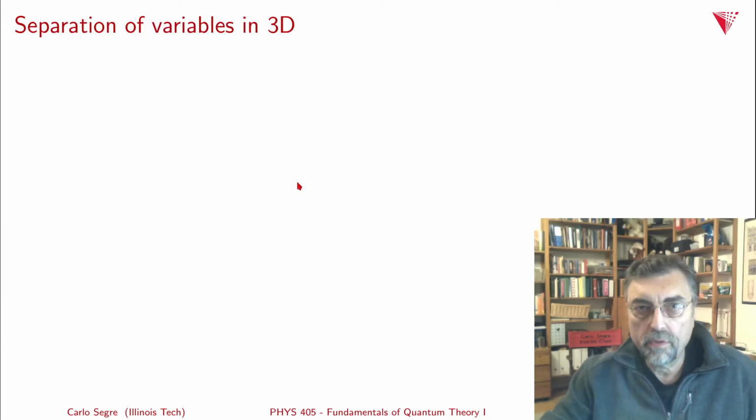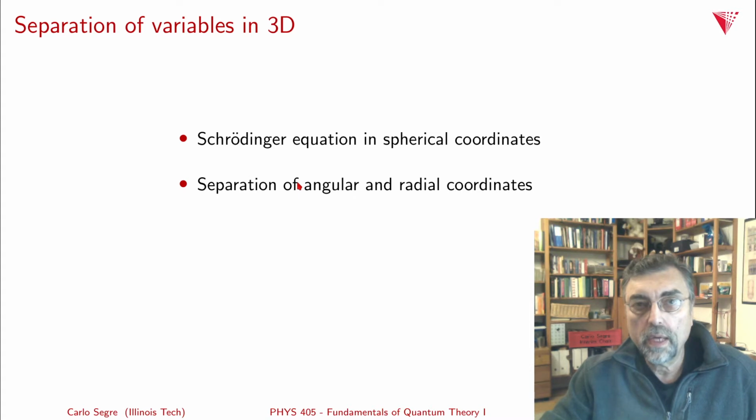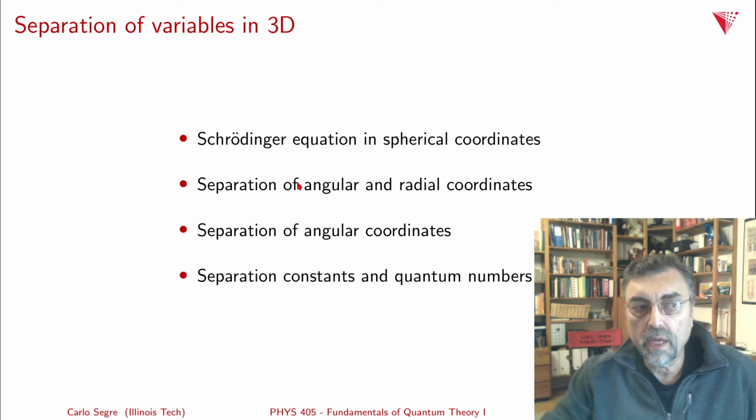Now that we have the 3D Schrödinger equation, we're going to start solving it by separating variables. First of all, we'll remind ourselves what the Schrödinger equation is in spherical coordinates in 3 dimensions. Then we'll separate the radial and the angular coordinates. Then separate the two angular coordinates. And then take a look at the quantum numbers that we get and the separation constants and their relationship to operators.